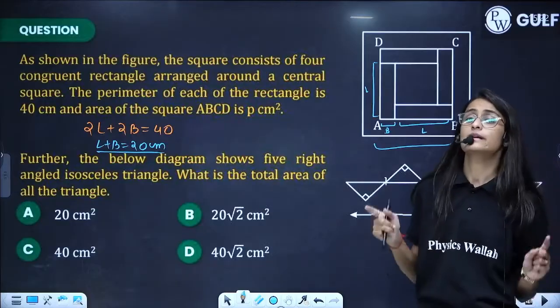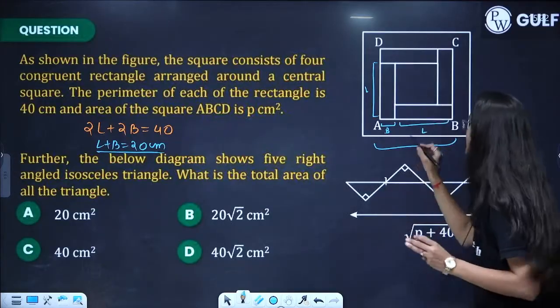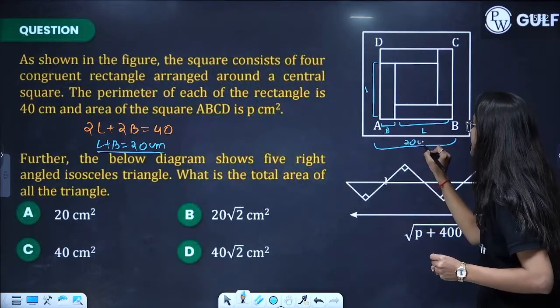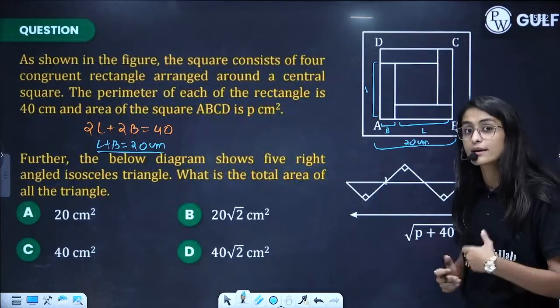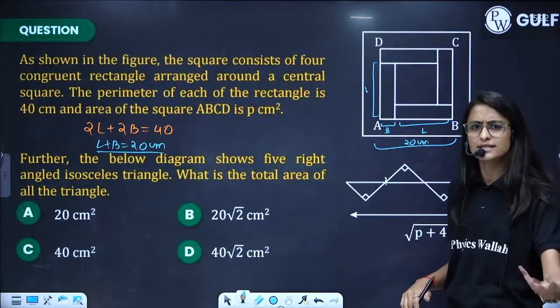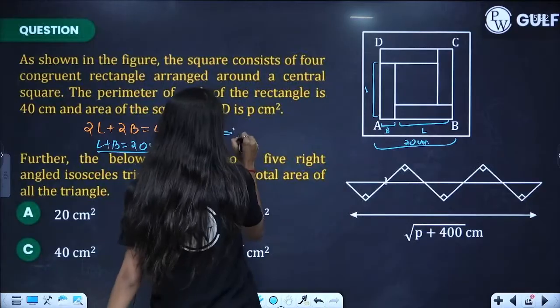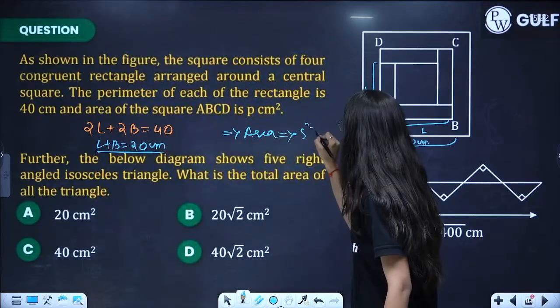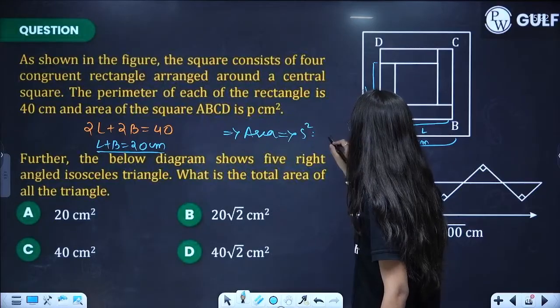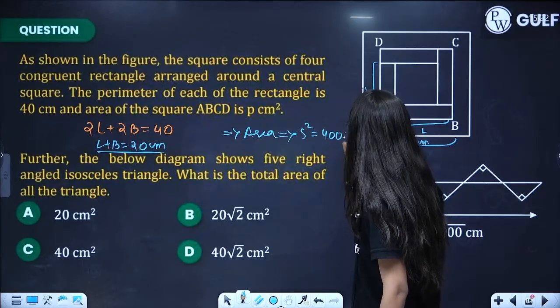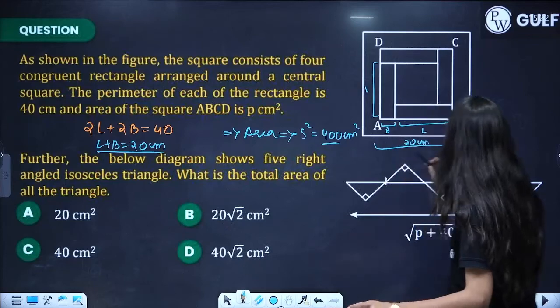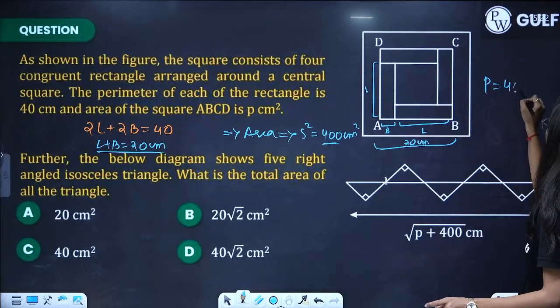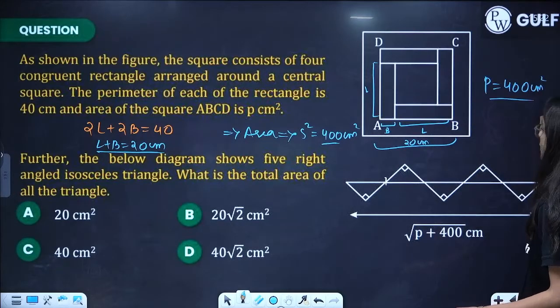Therefore, we have obtained the side of the square in this case. Side of the square will be 20 centimeter. If it is 20, then what would be the area? L into L, S into S. Area is equal to side square, that is 20 square, 400 centimeter square. That means you have obtained the value of P over here.